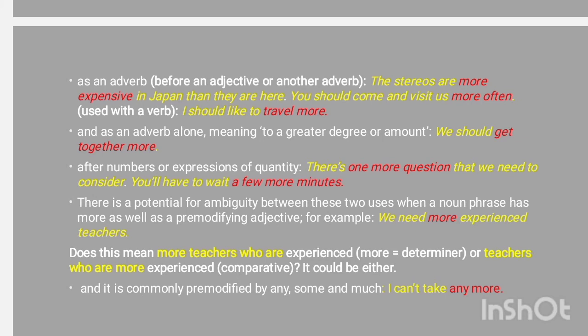Next, there is a potential for ambiguity between these two uses when a noun phrase has more as well as a pre-modifying adjective. For example, we need more experienced teachers. More here is ambiguous because we don't know. Does this mean more teachers who are experienced, more as determiner, or teachers who are more experienced, more as comparative? It could be either.